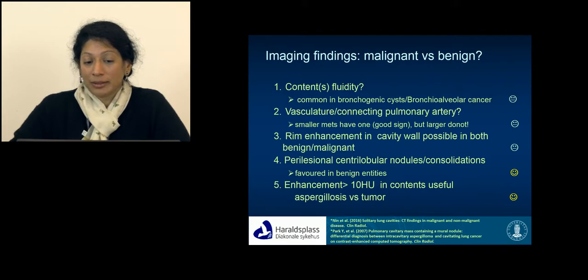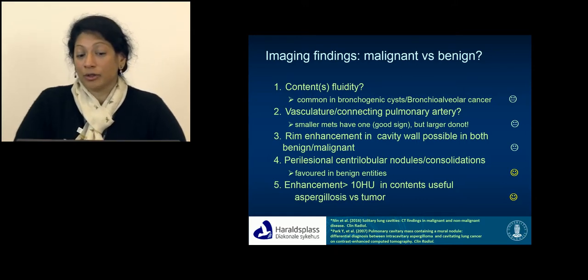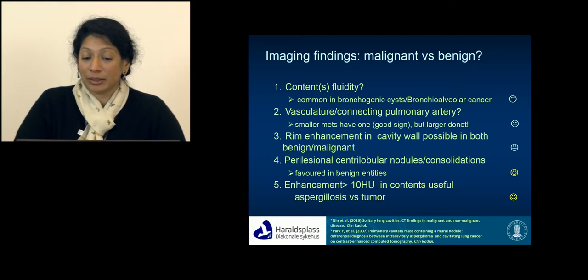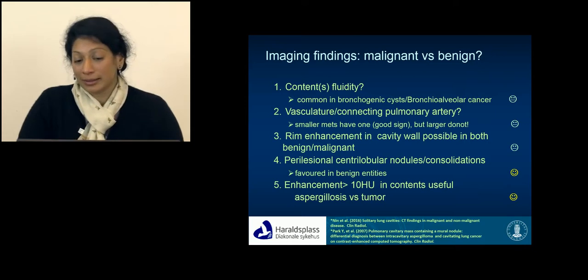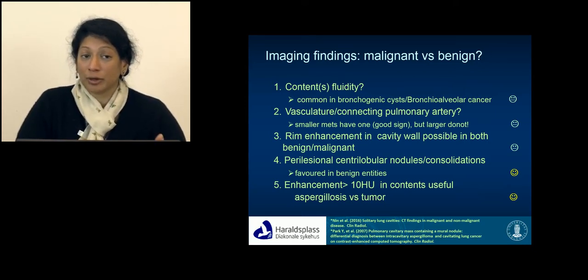So the imaging findings, what kind of findings can we use to differentiate malignant versus benign? Well, you could try to use the contents' fluidity, but that's also in bronchogenic cysts, and you have maybe hemorrhaging in bronchoalveolar carcinoma, so that's not possible. You can try to use the connecting pulmonary artery, which is good for smaller metastases, but when the metastases get larger, they compress the artery, so they disappear, so that is not a good sign. Rim enhancement in the cavity wall is possible in both benign and malignant.